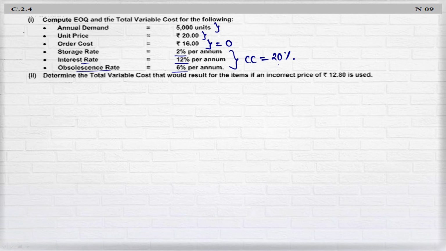Carrying cost is always levied on purchase price. 1 unit will cost me 20 rupees and the carrying cost per annum will be 20%. So C will be... How to find out C? Carrying cost is the purchase price into carrying cost percentage.